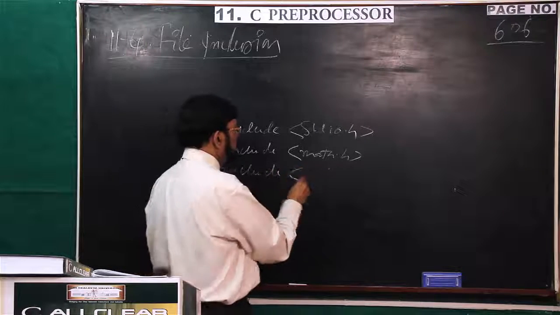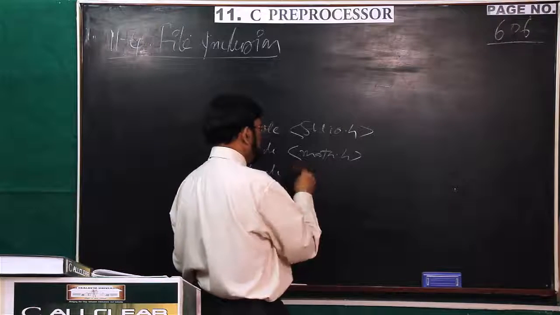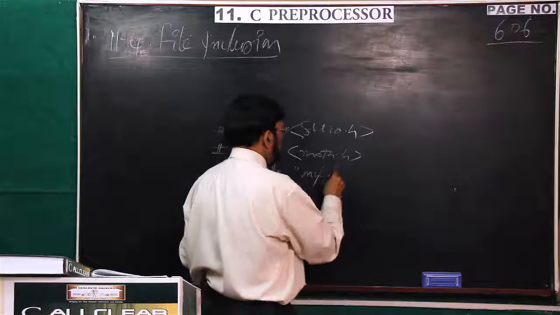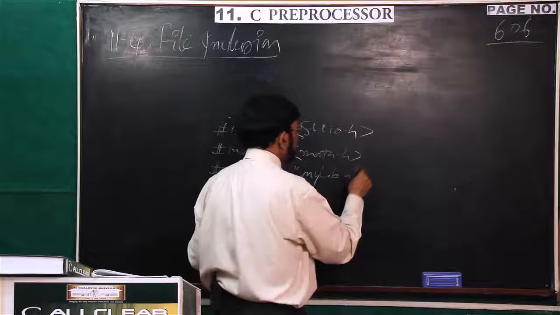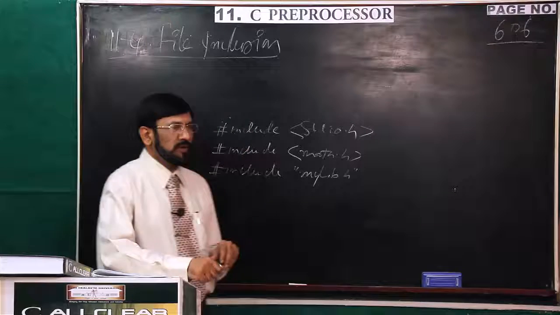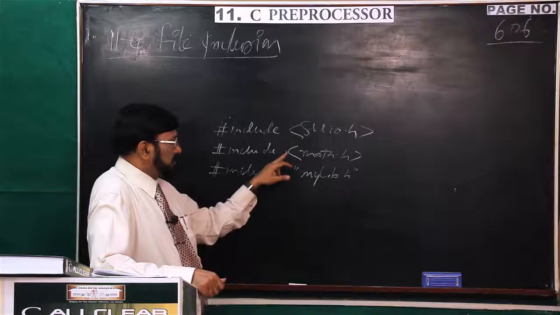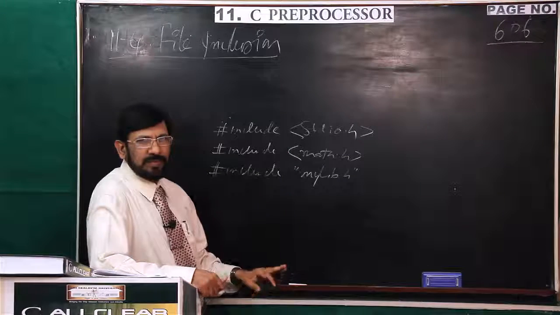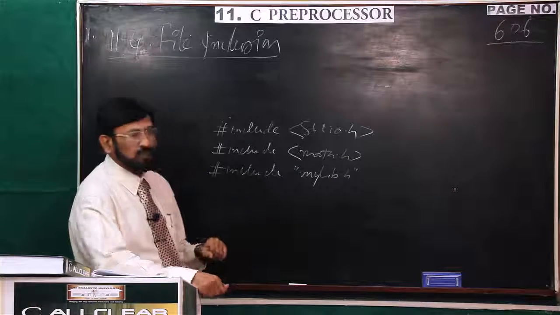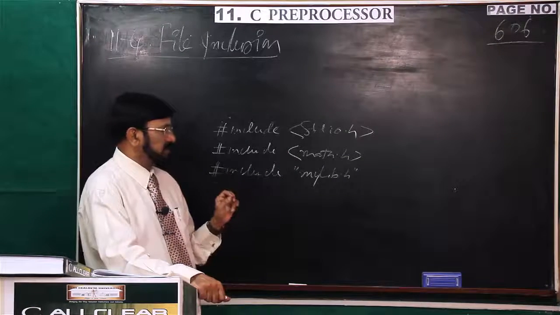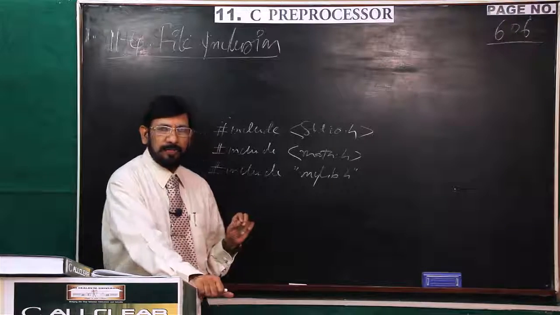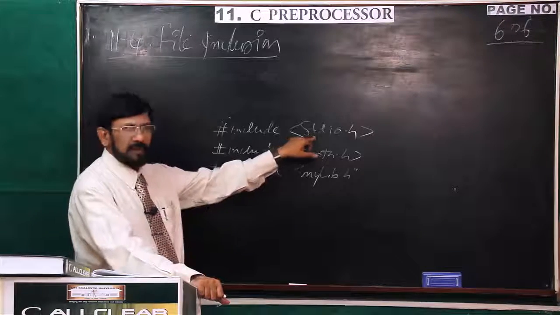It can be written like this also: #include "mylib.h". This should not be terminated by a semicolon. What is the difference between this and this? This way also you can include. The only difference is for the preprocessor, this is the header file.